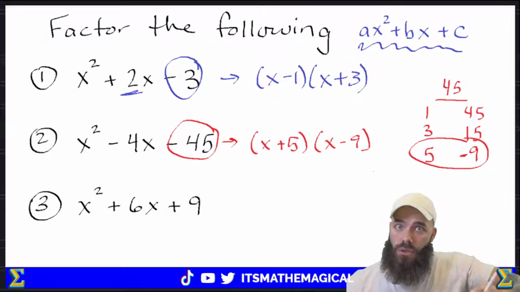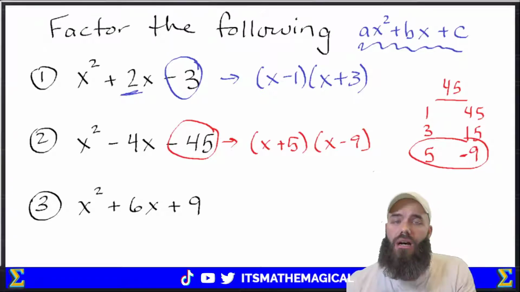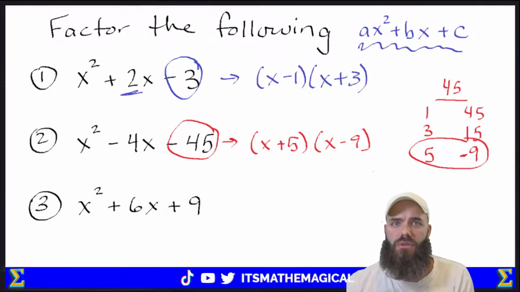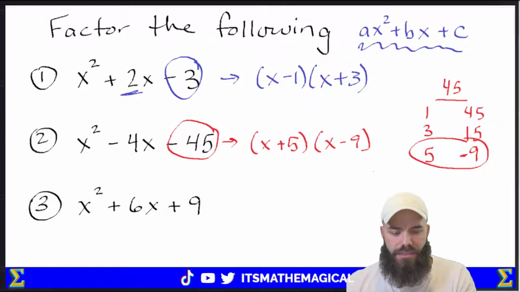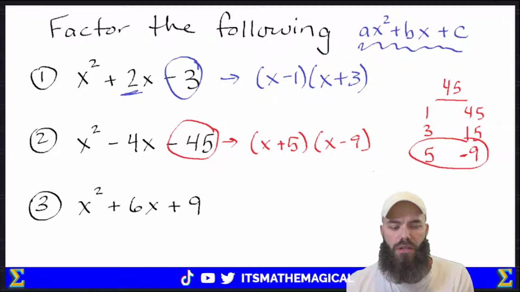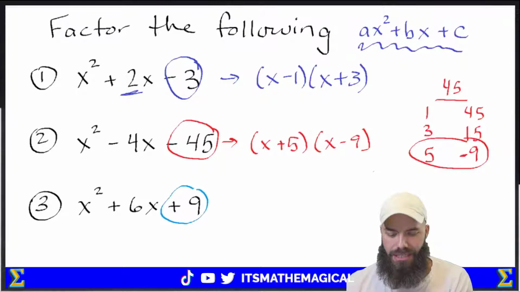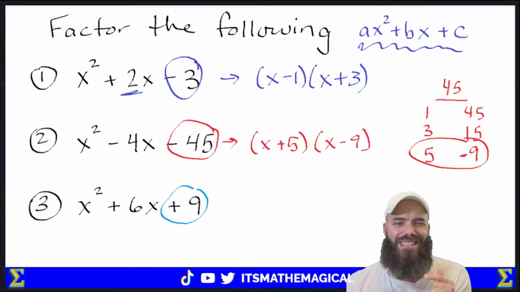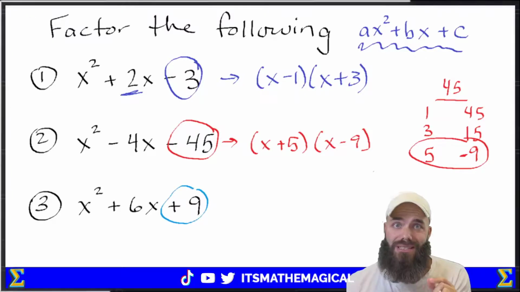Check yourself. Again, FOIL it out and see if it gives you x squared minus 4x minus 45, and it will. All right, number 3, x squared plus 6x plus 9. In this one, we want to, again, look at factors of c. This time c is positive.